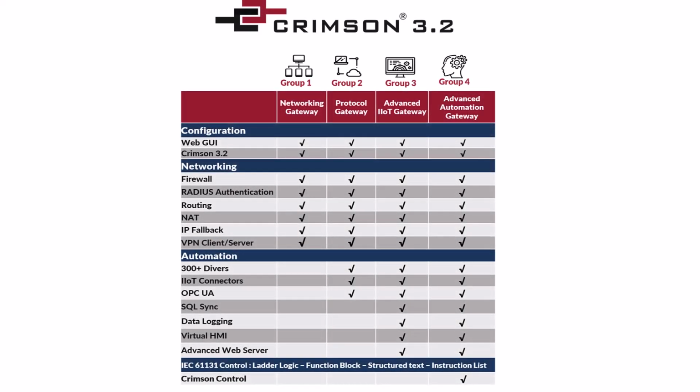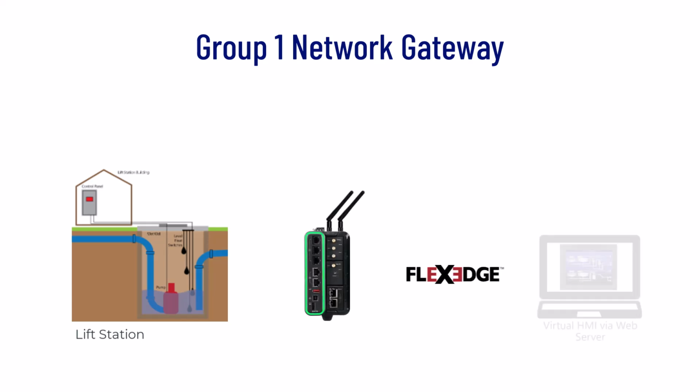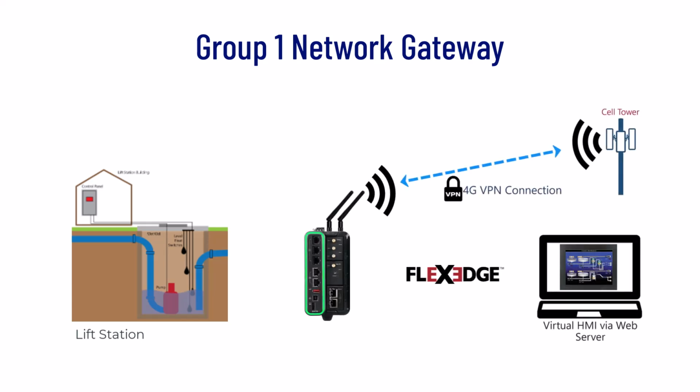Today, we will be discussing the group levels inside Crimson 3.2 and the features unlocked with each group. The groups offer field upgradable software to allow users to unlock additional functionality from protocol conversion to IoT connectivity on existing hardware. In an always-changing industrial environment, the device could be initially deployed as a simple network gateway using the Group 1 features and allow remote access to a site's equipment or network.